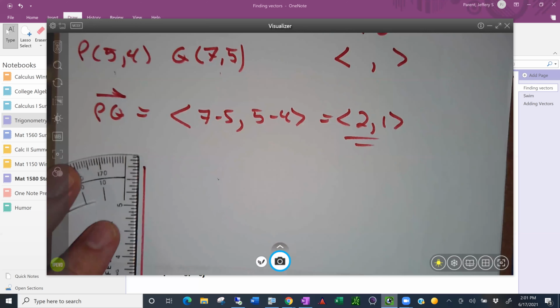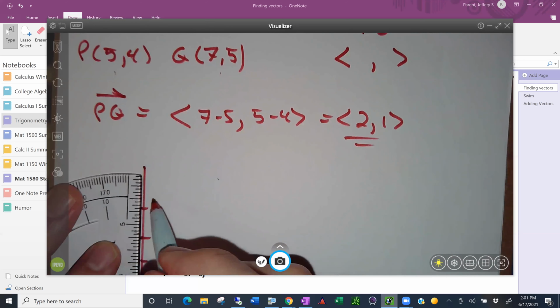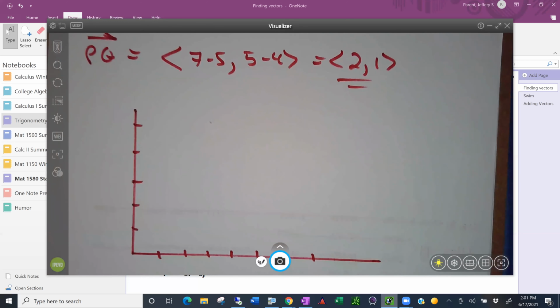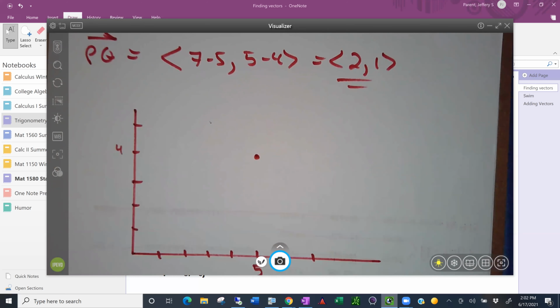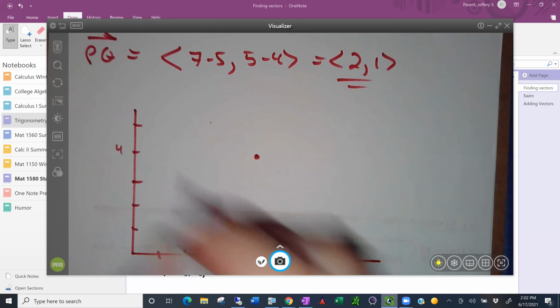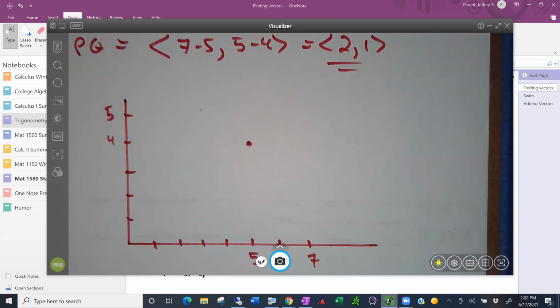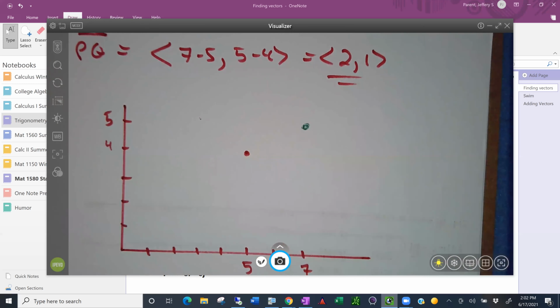1, 2, 3, 4. And I just need one more, 5. Okay, so let's look at these 2 points. So I want a vector that starts at the point 5 and 4, and then takes me to the point 7 and 5. So that would be over here, 7 and 5. So I want to start here and end up here. So that's going to be this vector, a vector kind of like this.